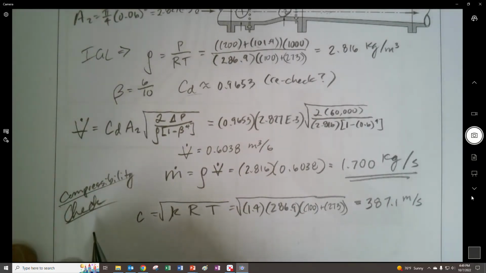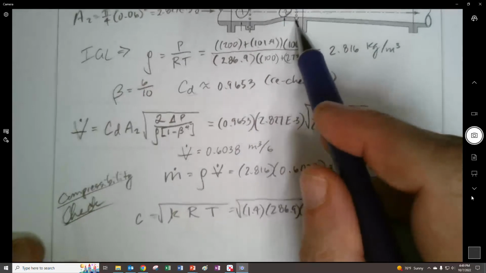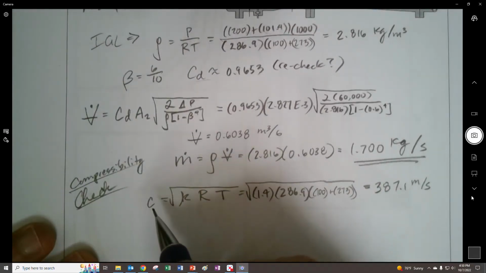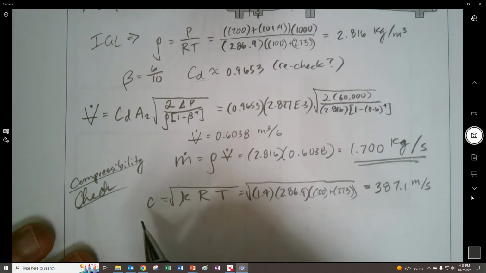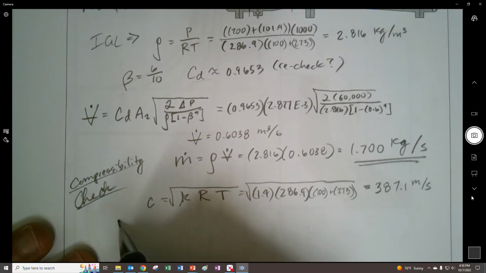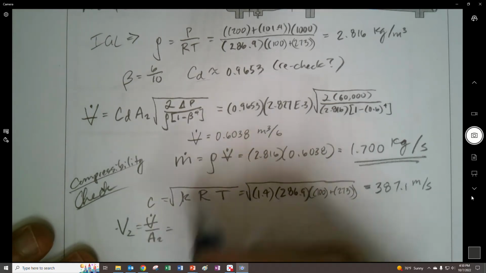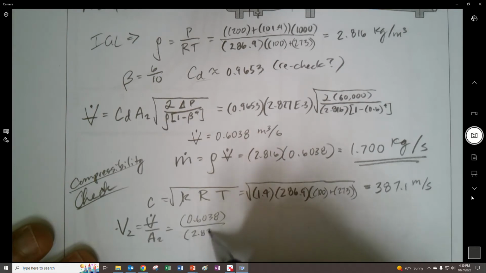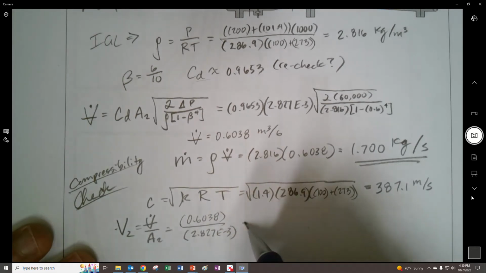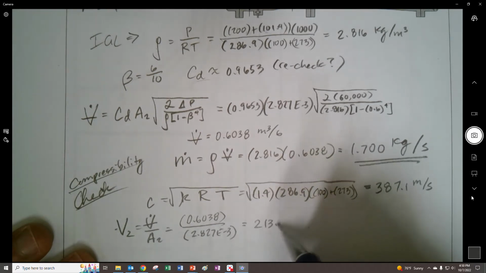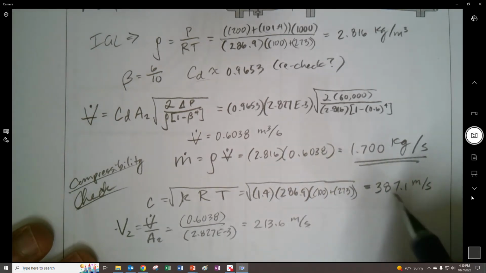We might want to check what our velocities are going to be. The velocity that we really would want to care about is the velocity at 2, because that's going to be the higher of the two velocities. Do I need to check it for anything else? Maybe. I don't know. So let me go V2. Okay, V2 is going to be the volumetric flow rate divided by the area at 2. So 0.6038, and then the area is 2.827E-3. So we're going to get 213.6. We already see that's pretty close right there.